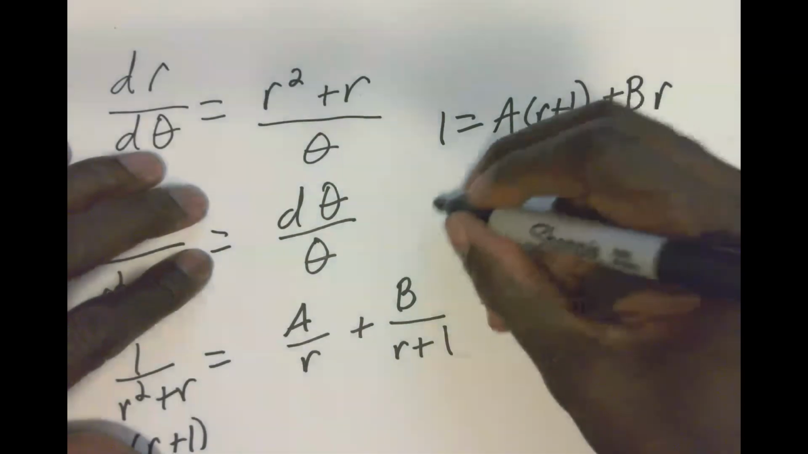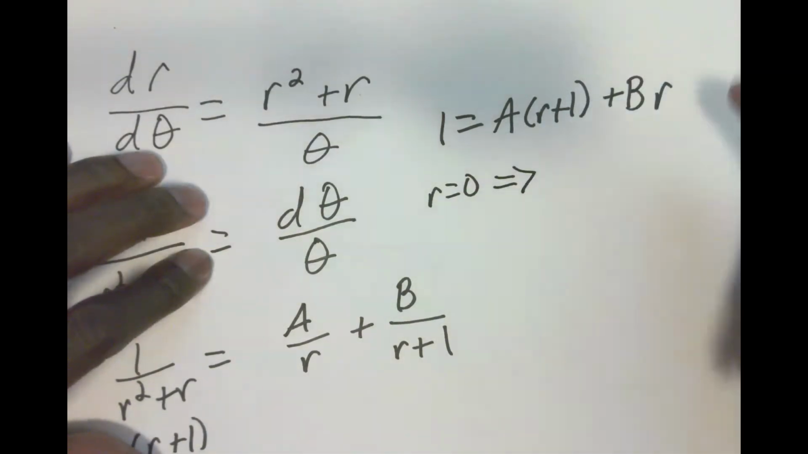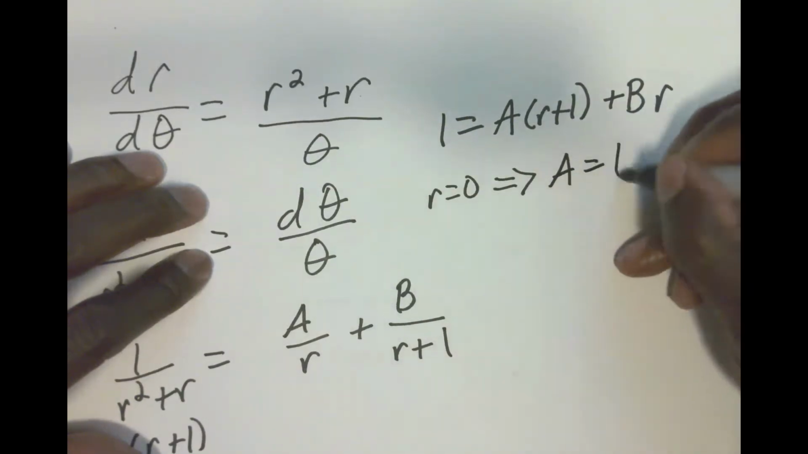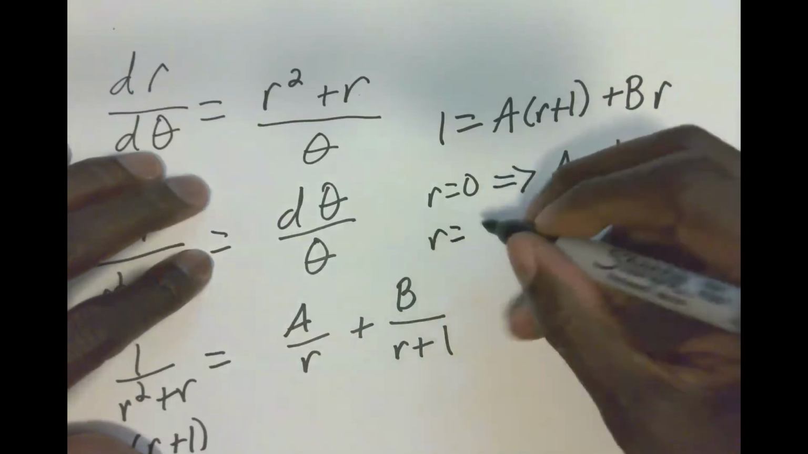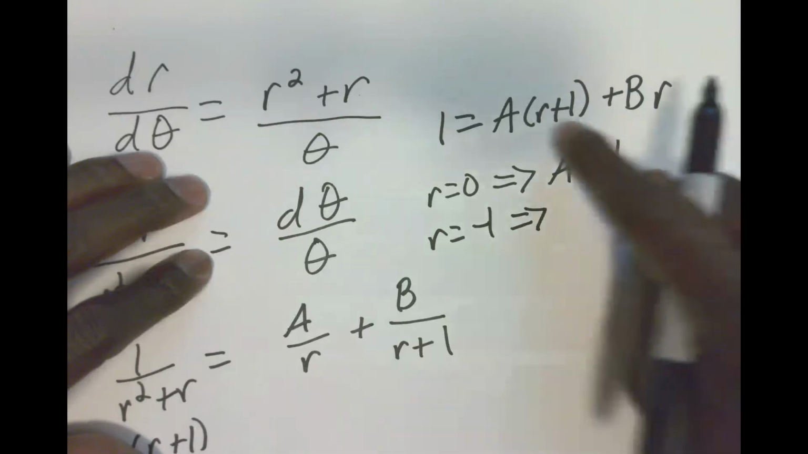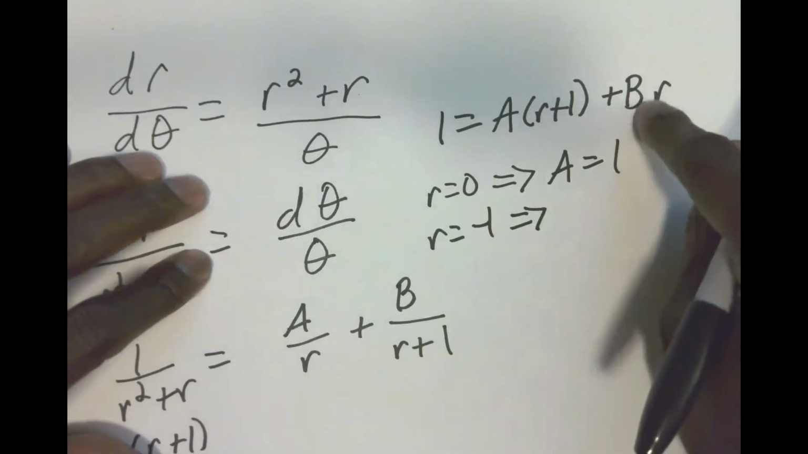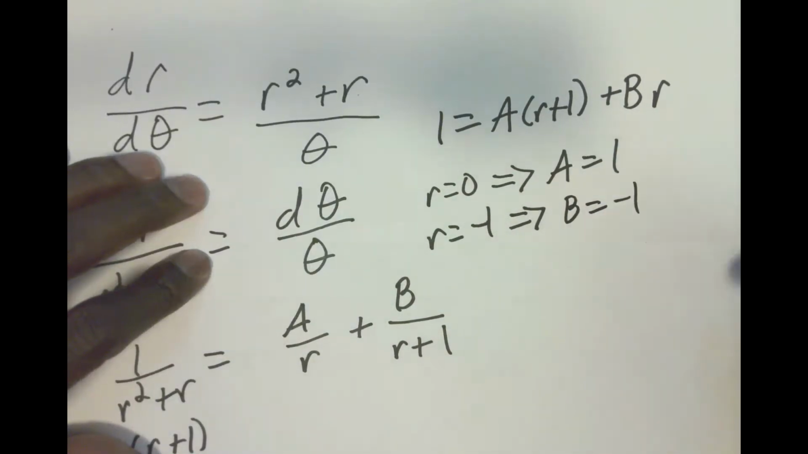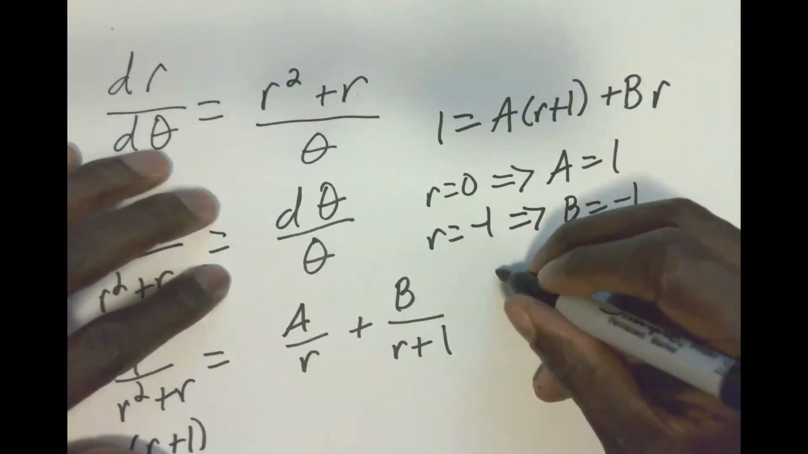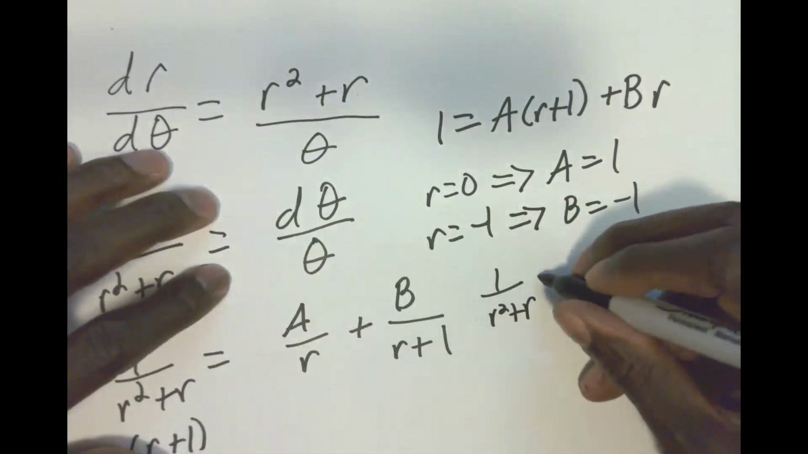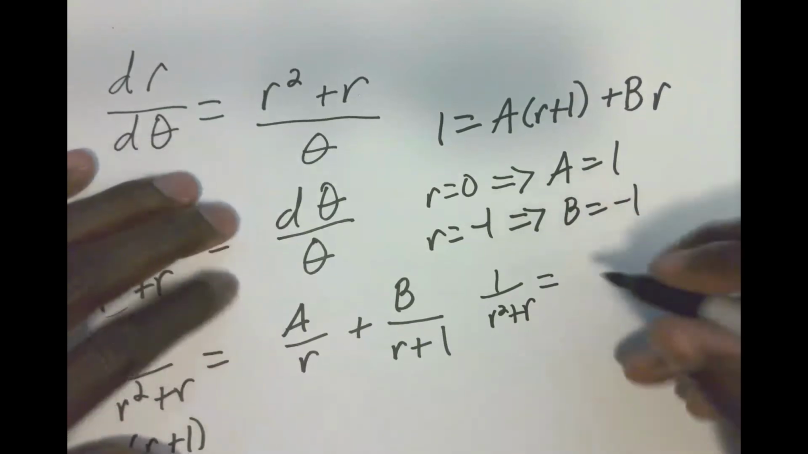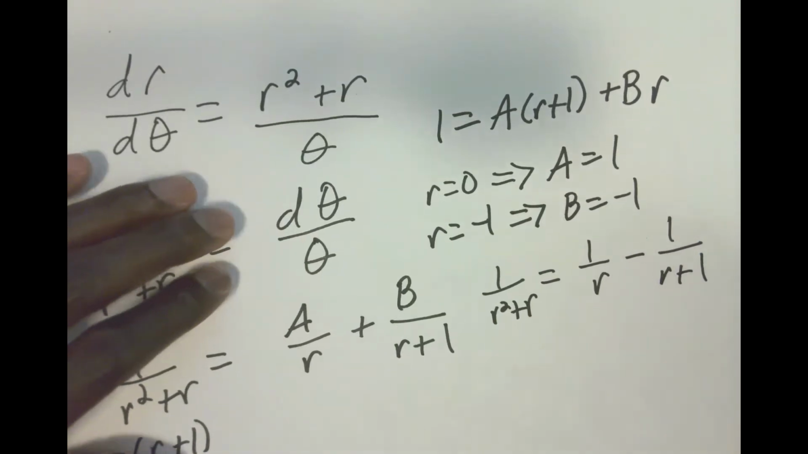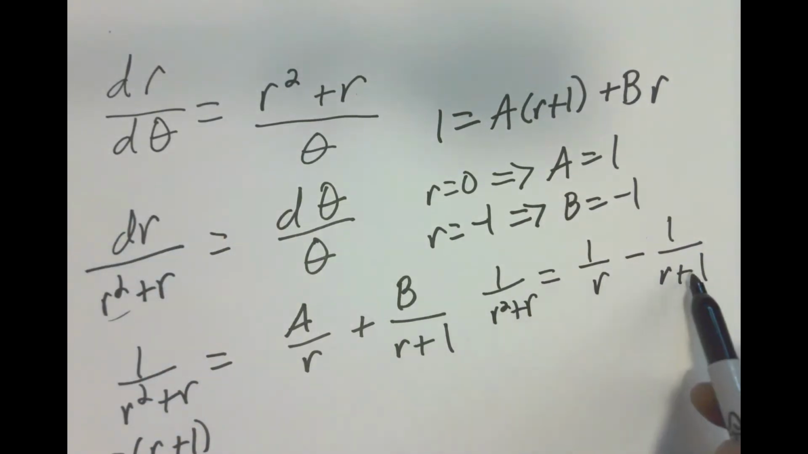So for instance, if I make r equals 0, this would cancel, and this would be 0 plus 1 times a equals 1, so that implies that a equals 1. And if I let r equal -1, this would make this 0, will cancel out that a, and that'll give me that b times -1 equals 1, so that implies that b equals -1. So therefore, I can write 1 over r squared plus r as 1 over r minus 1 over r plus 1. And so these are things I can easily integrate.